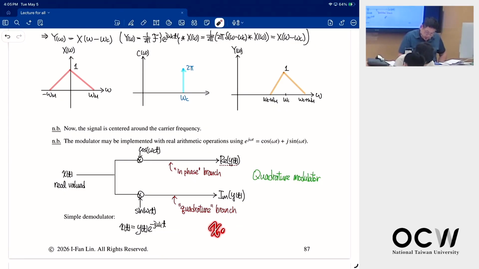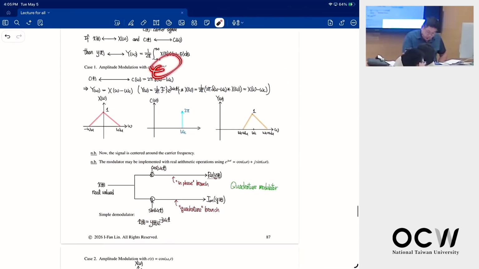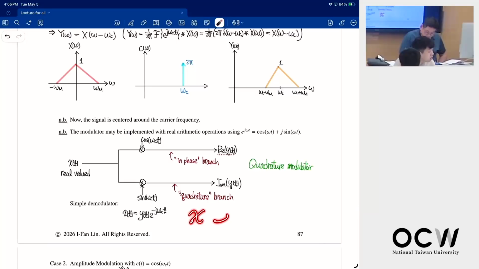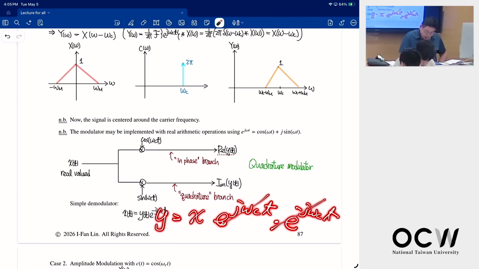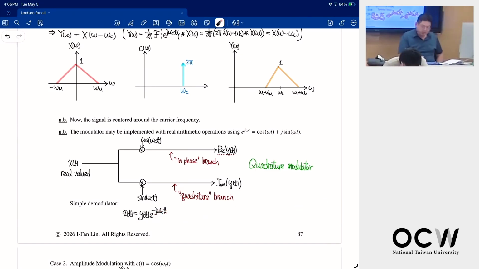So x times c now is exponential, so x times c is x e to the j omega c t. So you need to multiply by e to the minus j omega c t, so they cancel. Y equals this. So when you multiply by e to the minus j omega c t, they cancel out, and you get x. So to get your x back, take the output times e to the minus j omega c t.